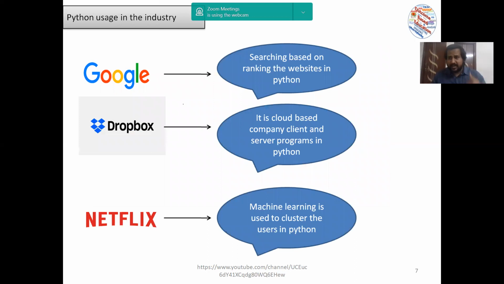So if we learn Python, what is the advantage we will get as a programmer? Because everybody is learning programming to become a software engineer. So that is our goal. So what kind of industries are using the Python language? Many industries are using it. I have given some examples here. Google, for developing search engines, search engine optimization and ranking based websites. So different algorithms they are developing using Python.